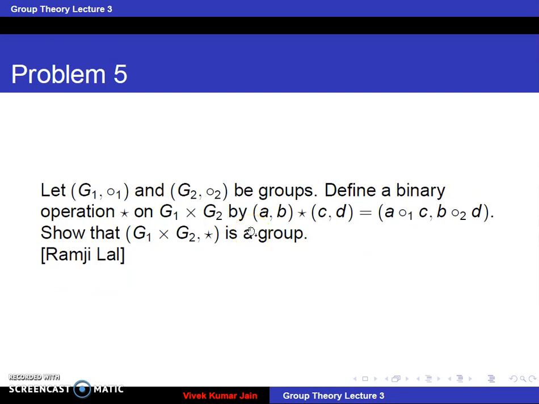Let (G1, o1) and (G2, o2) be groups. Define a binary operation star on G1 cross G2 by (a, b) star (c, d), where a and c are elements of G1 and b and d are elements of G2, and the operation is coordinatewise. So a is composed with c because both are elements of G1, so the operation is of G1, and b is composed with d because both are elements of G2, so the operation is of G2. Now show that (G1 cross G2, star) is a group. This problem has been taken from the book of Ramji Lal, and G1 cross G2 is called the direct product of the groups G1 and G2.